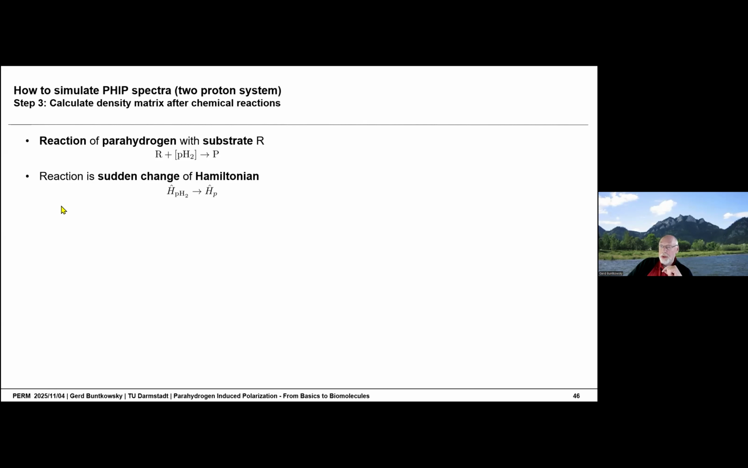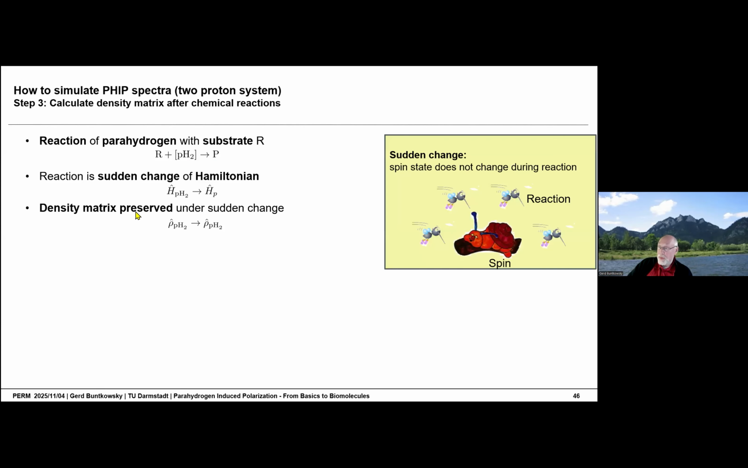Now let's do the reaction. So the reaction is, we have some substrate plus parahydrogen. It goes to the product. How do we describe reactions? A reaction is a so-called sudden change of the Hamiltonian. Sudden change means that the spin density matrix is preserved under the reaction. So you can think like this: spins are very slow and the reactions are very fast. So the spin doesn't feel the time during the reaction. The spin only feels that something has changed after the reaction.